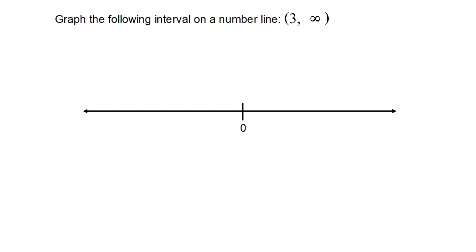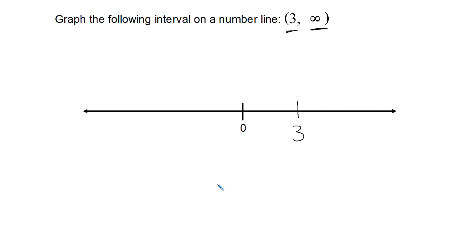Today we're going to take a look at interval notation and how it looks on the number line. So the interval that we're given here is the interval from 3 to infinity. So the first thing we'll want to do is just mark 3 on our number line. Make sure you don't put it over here to the left of 0 because that's not where 3 is. 3 is to the right of 0.